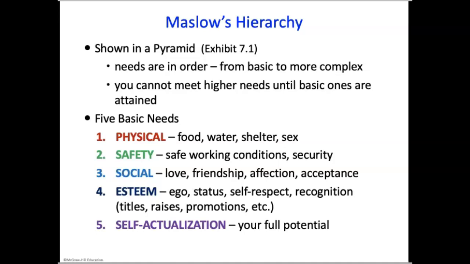The 5 basic needs are physical, which include food, water, shelter, sex, safety, safe working conditions, and security; social, love, friendship, affection, acceptance; esteem, ego, status, self-respect, recognition; and self-actualization, your full potential.